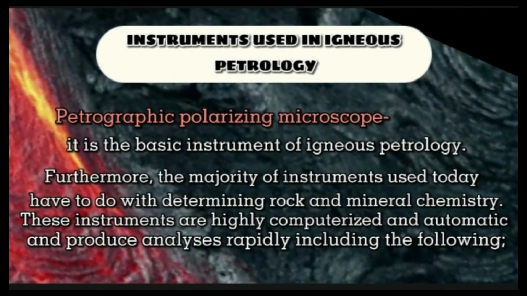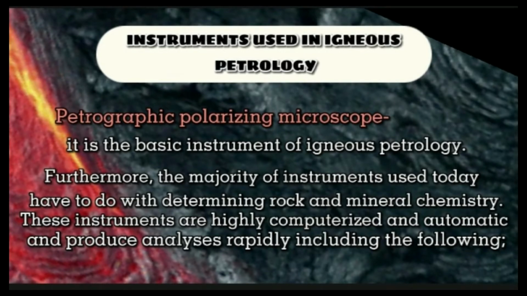Instruments used in igneous petrology. First, petrographic polarizing microscope. It is the basic instrument of igneous petrology. Furthermore, the majority of instruments used today have to do with determining rock and mineral chemistry.